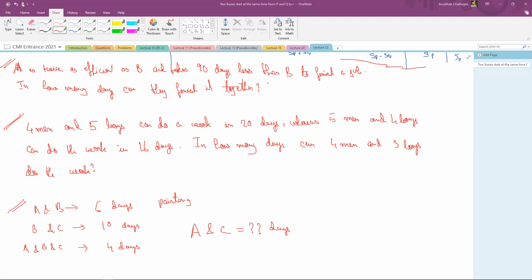So the first problem says that A is twice as efficient as B. So that means let B finish it in X days. Why is this right? Let B finish it in X days, then A can finish it in X by 2 days. Or let's say that A finishes in X days, then B finishes it in 2X days.